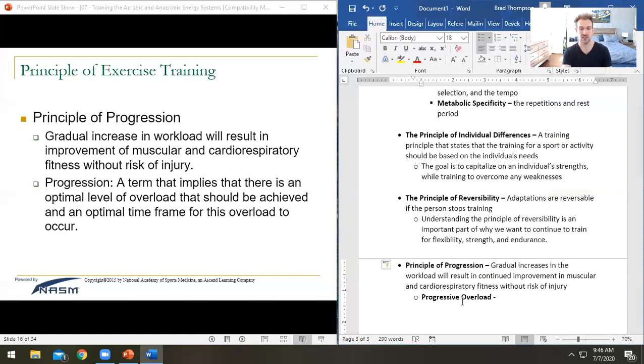And that is going to describe that there is an optimal level of overload that should be achieved in a specific time frame in order for that overload to occur. So continued adaptation requires continued overload, right? There is an optimal level of overload to be achieved in an optimal time period.